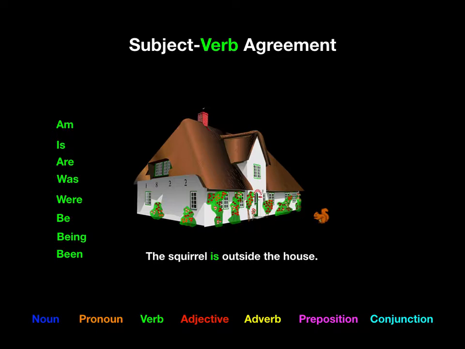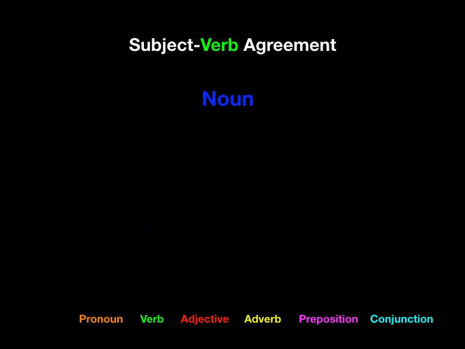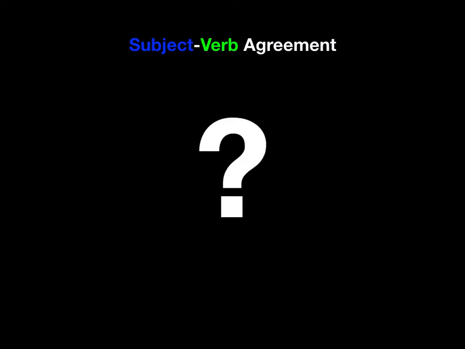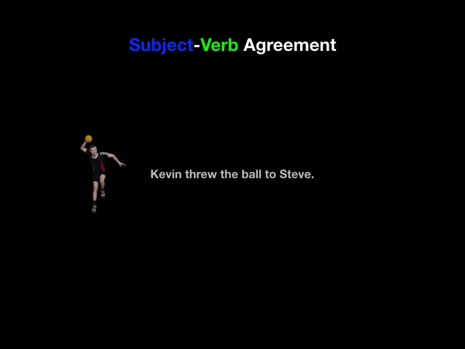In addition to verbs, we also need to be familiar with nouns, because subjects are nouns. However, not all nouns are subjects, so we need to be able to identify which nouns within a sentence are actually our subjects. The definition of a subject is a noun doing or being acted upon by the verb. So, how do we actually find subjects within sentences that contain multiple nouns? Let's examine the following sentence.